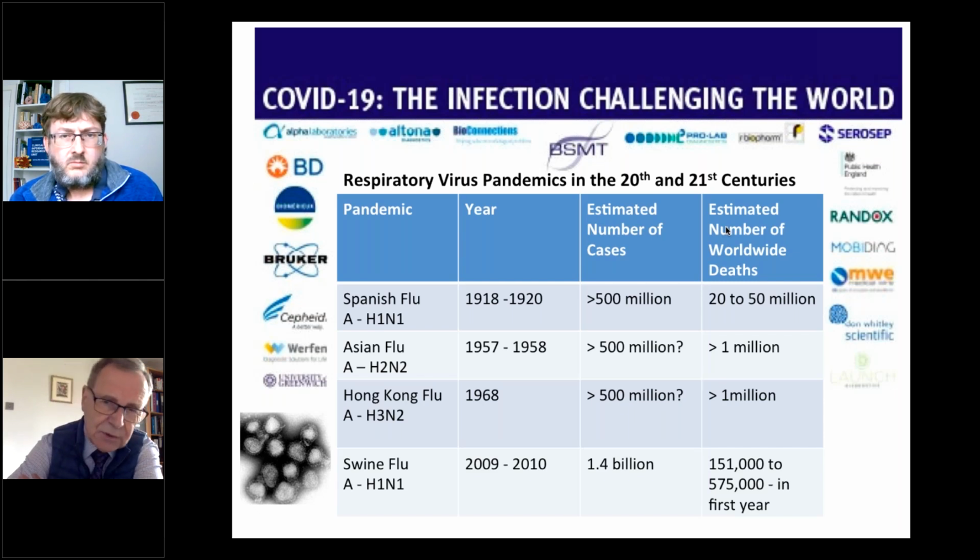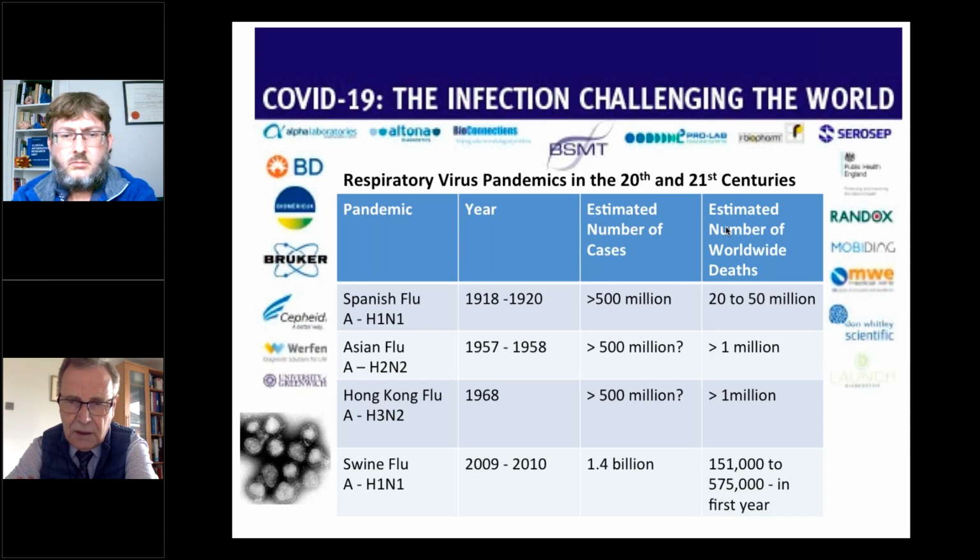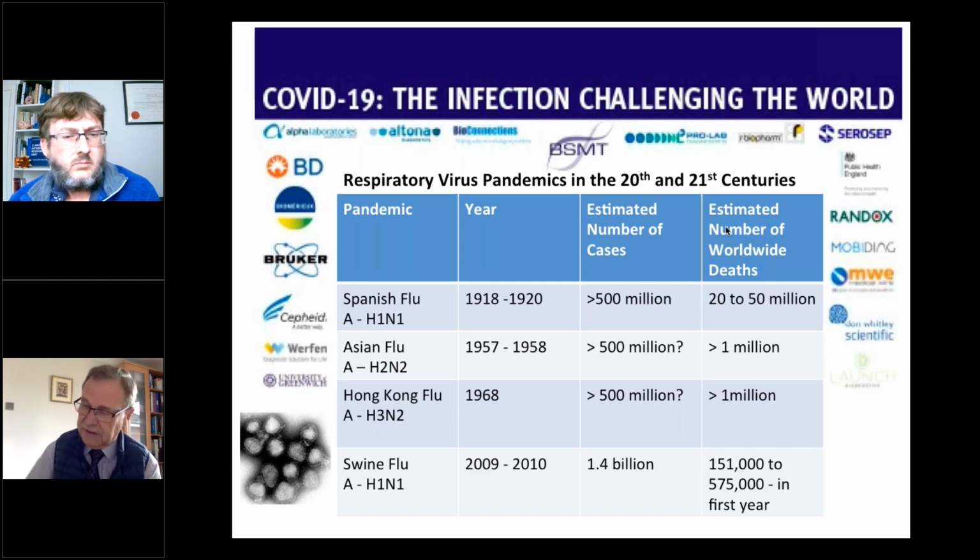And in the main, respiratory virus pandemics are caused by influenza A. And probably the most dramatic of these was what was called the Spanish flu epidemic. It didn't originate in Spain, believe it or not, but in 1918-20, and more than 500 million people worldwide were estimated to be infected, with a staggering death rate of 20 to 50 million people.